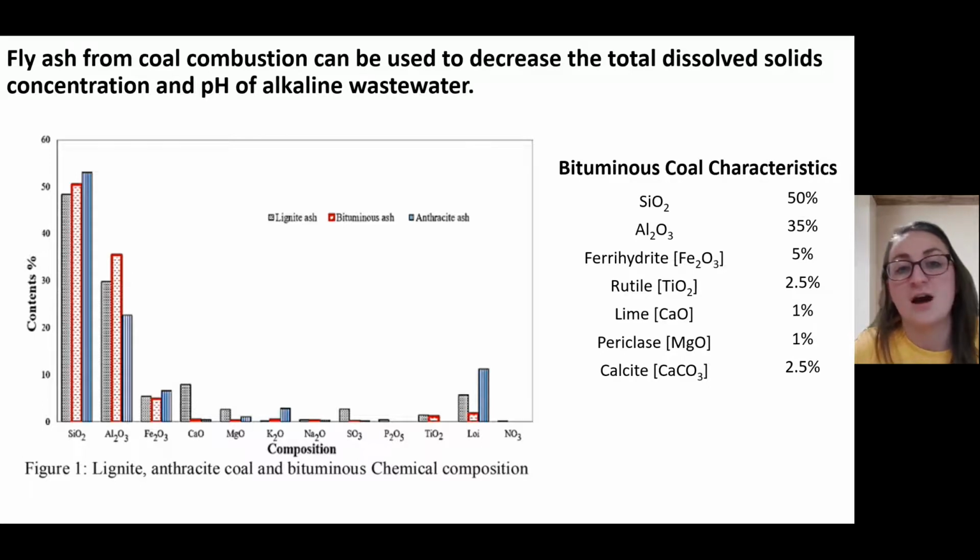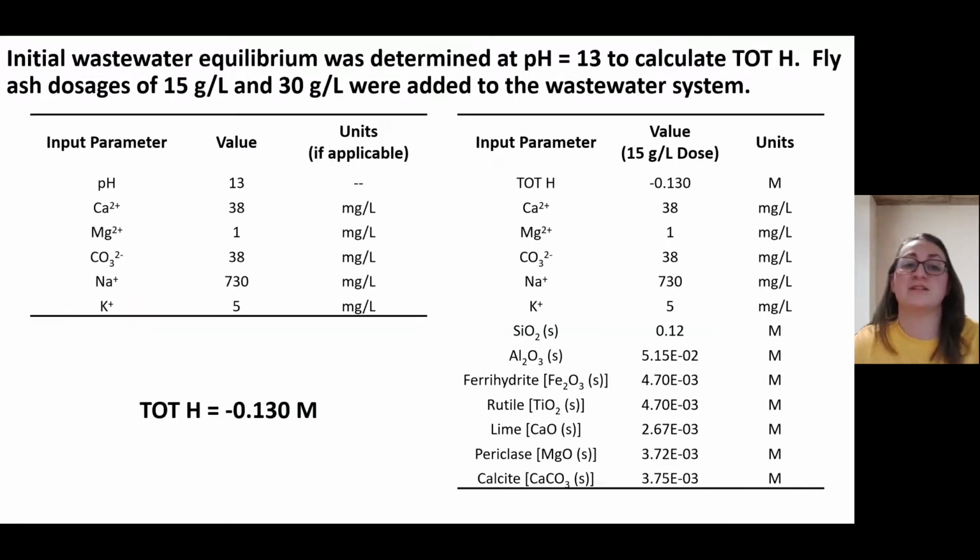As for the wastewater stream that I was using, I used an initial industrial wastewater that was highly alkaline. It was at a pH of 13, and I used MINTEQ to determine the initial wastewater equilibrium to calculate a total H value that could then be used in my treated wastewater system. So the values provided in the table on the left-hand side show the initial industrial wastewater inputs that I put into MINTEQ, and then my calculated total H is at the bottom of the screen.